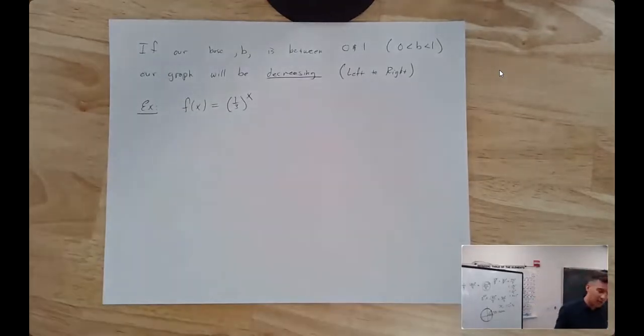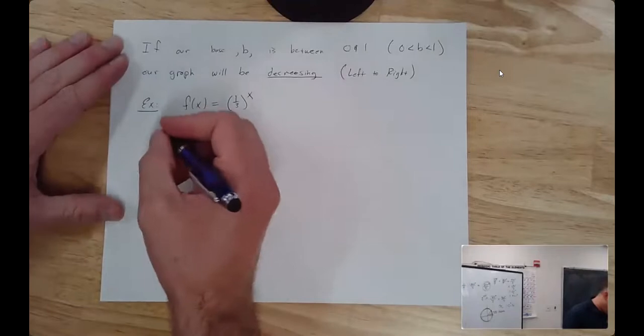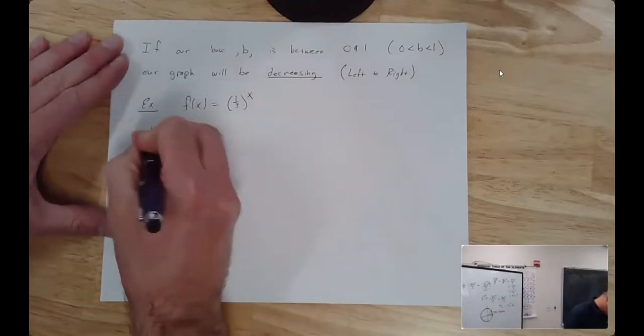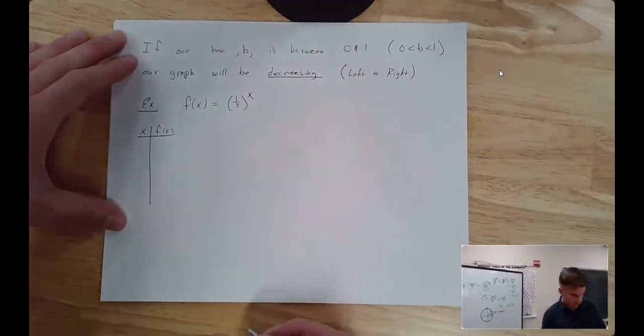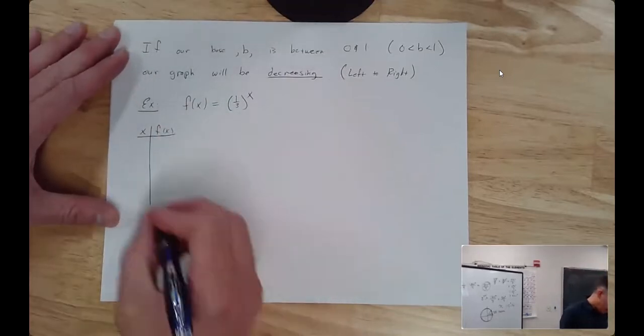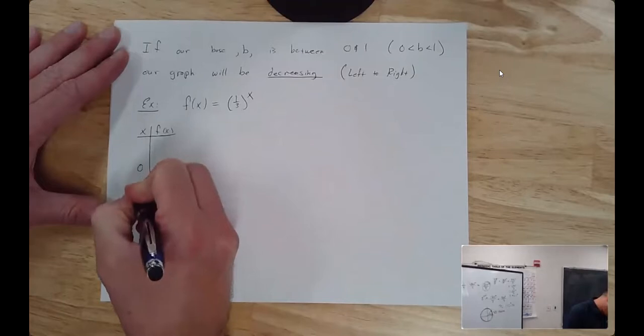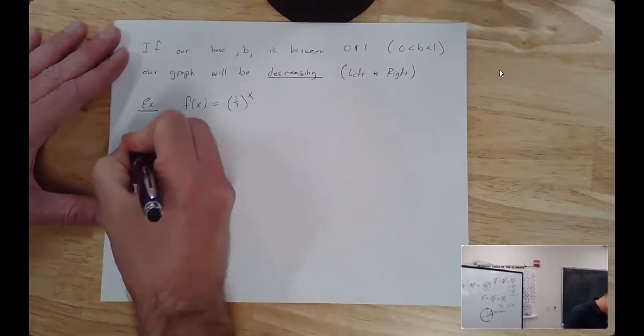But let's plug in a few numbers just to see, and we'll try to keep it not too crazy. This is probably the last time we'll make a table for this particular type of function. Let's do 0, 1, and 2, and -1 and -2.